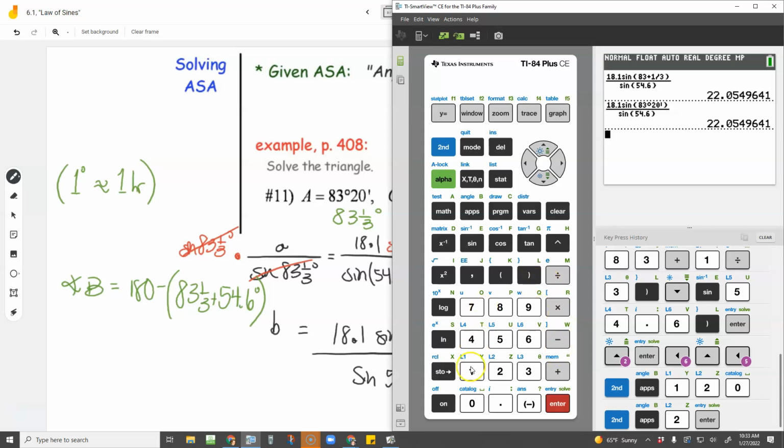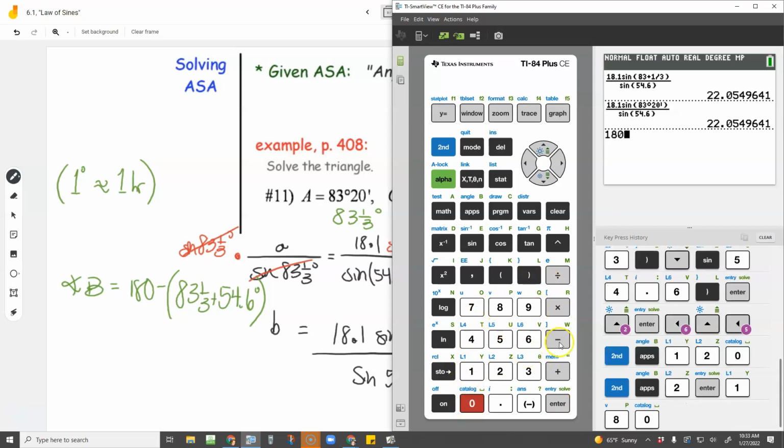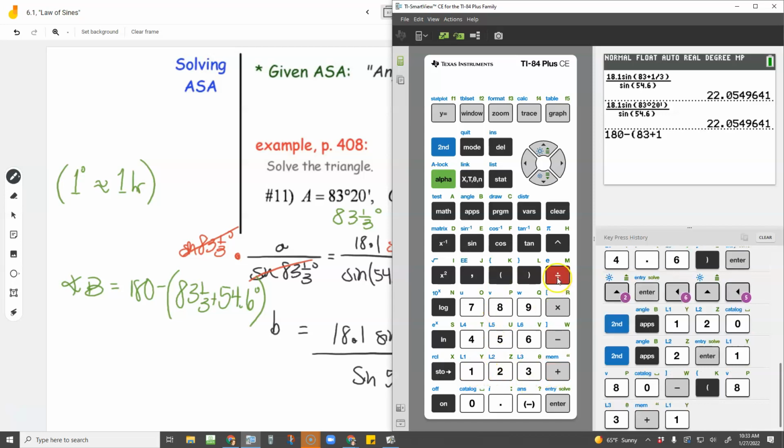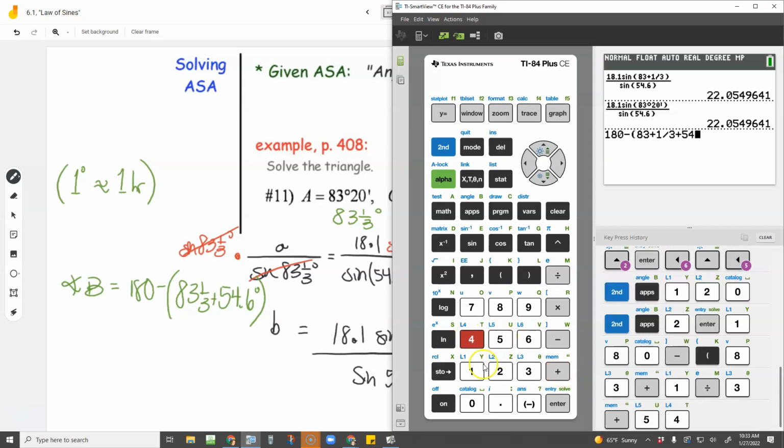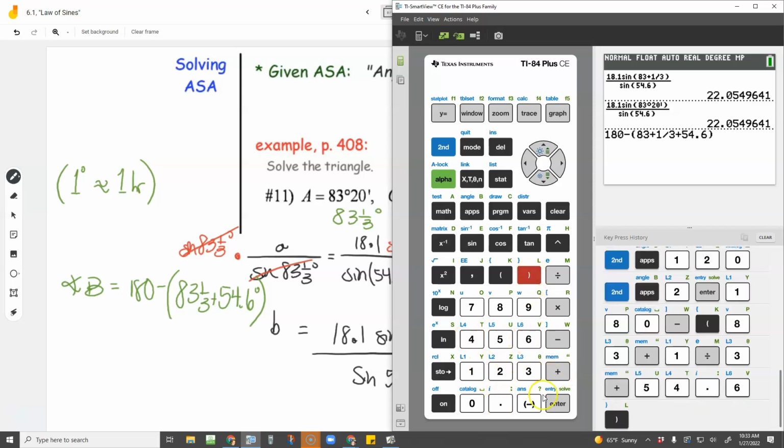But for C, I'm going to have to go ahead and do 180 minus, and then I have that 83 and a third. Once again, I'm just lazy, and 20 over 60 is easy. And then I also have that 54.6. Take all those degrees away. What do I have?